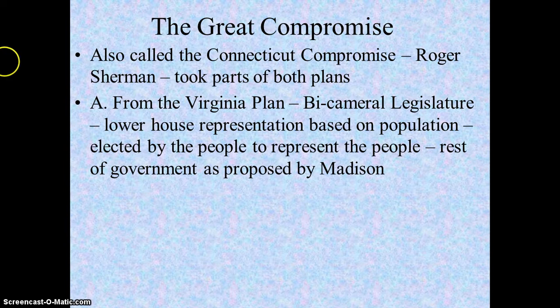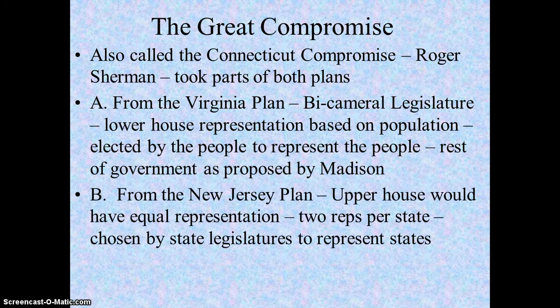The 3 branches of government, the checks and balances. From the New Jersey Plan, the upper house would have equal representation: 2 representatives per state chosen by the state legislators to represent states. We know that's changed today. We, as state citizens, elect the lower and the upper.